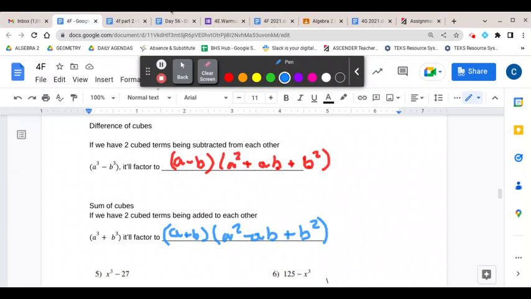As we're going through this, guys, we realize that we have two terms. We have an A term and a B term, so we have a cubed and b cubed. When we factor these out, we need to find what our A is and what our B is, given that we have a cubed and b cubed.